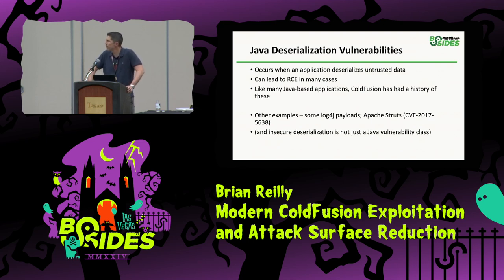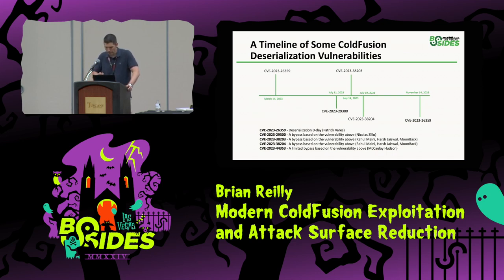Moving on to Java deserialization vulnerabilities. So these aren't unique to ColdFusion, and deserialization flaws in general aren't even unique to Java, but it occurs when an application is going to deserialize untrusted data. It can lead to remote code execution. And historically, ColdFusion, like lots of other Java applications, has had a history of these. And so this was one of the initial 0 days that I talked about. This was one example that was initially found and patched in March of 2023 as a deserialization 0 day.